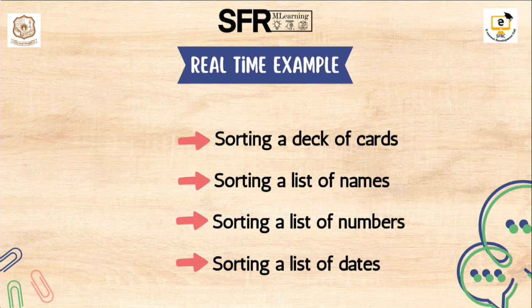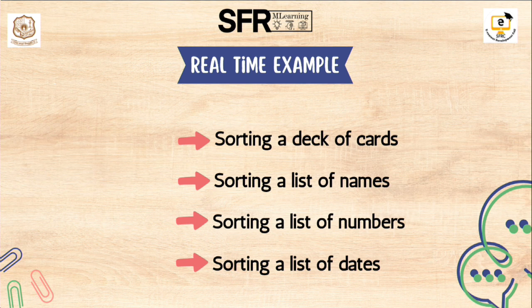Now real-time examples. There are many real-time examples of sorting. Here are a few. Sorting a deck of cards. When you sort a deck of cards, you are arranging them in a specific order, such as by suit or by rank. This makes it easier to find the cards you need when you are playing a game. Second one is sorting a list of names. When you sort a list of names, you are arranging them in alphabetical order. This makes it easier to find the name you are looking for.